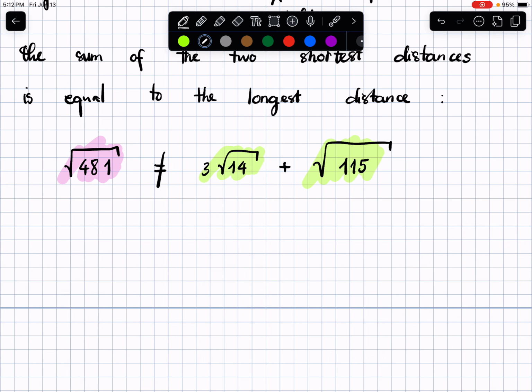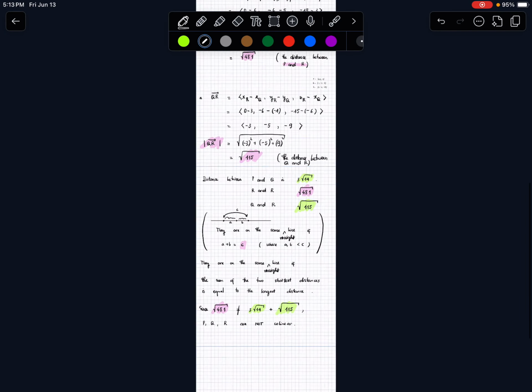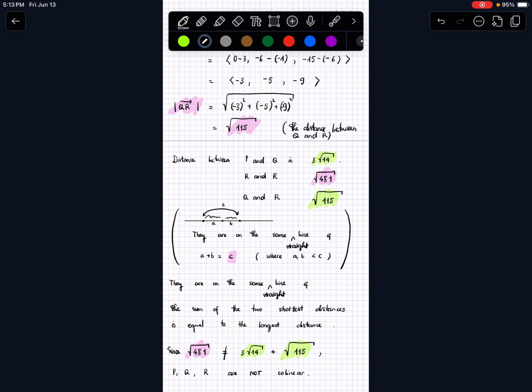So since this is different from this one, the 3 points do not lie on the same straight line. P, Q, R are not colinear. Okay, so that is the answer for our question, checking whether 3 points are colinear or not.